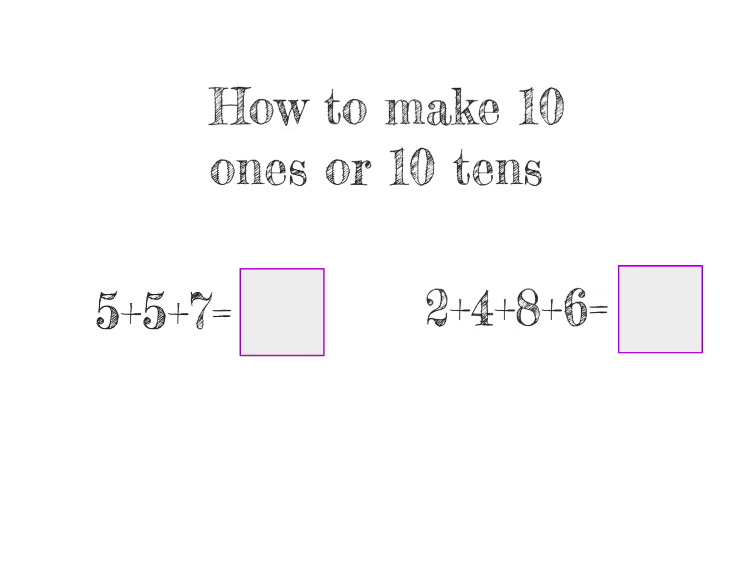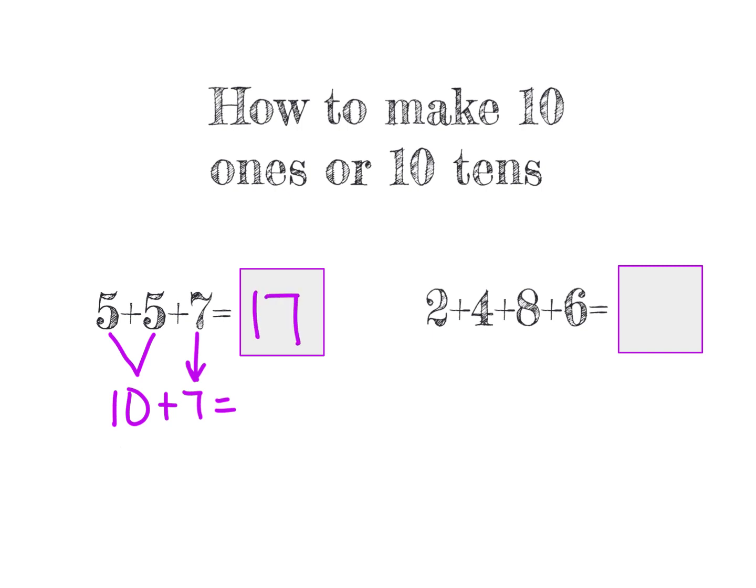How to make 10 ones or 10 tens. Here are 2 sample questions we'll be working with. The first one we'll look at is 5 plus 5 plus 7 equals blank. First, we'll take 5 plus 5 because that makes a 10. Then, we will bring down our 7 into our new equation. 7 plus 10 equals 17.